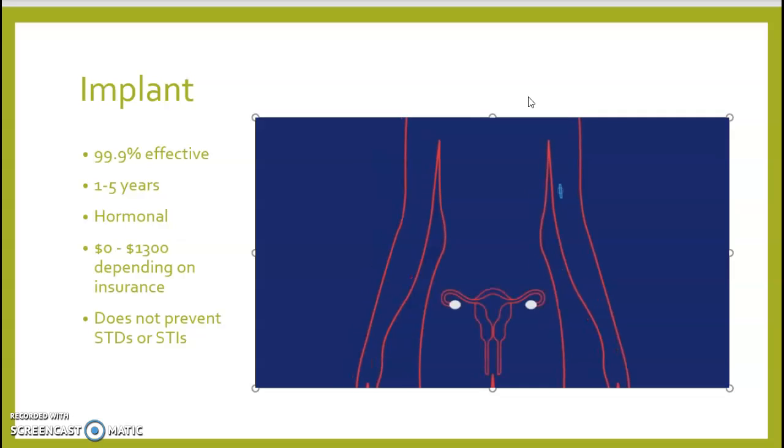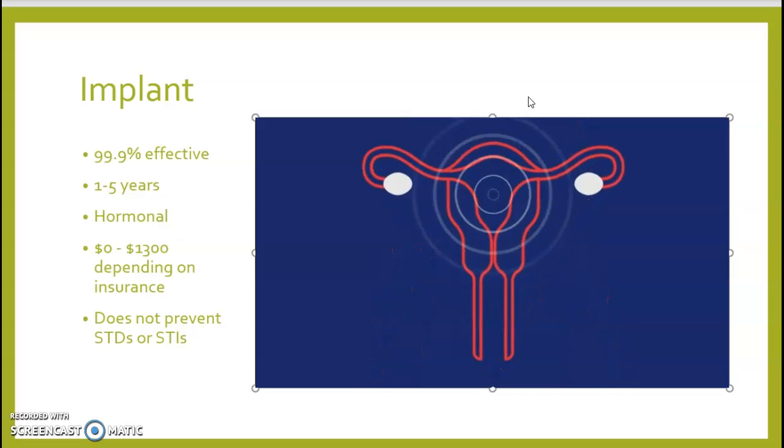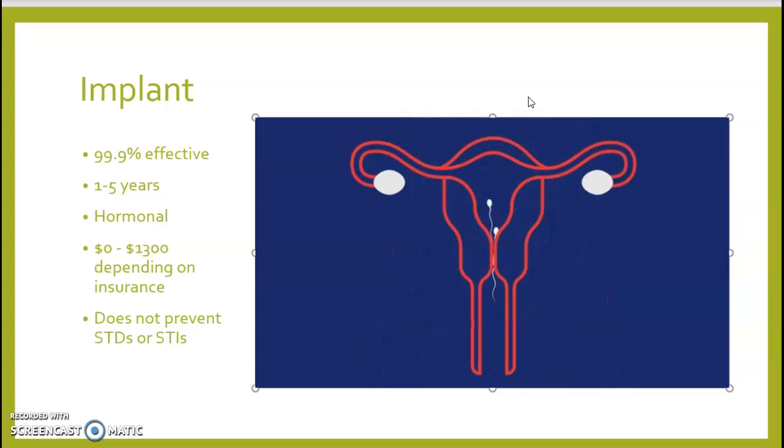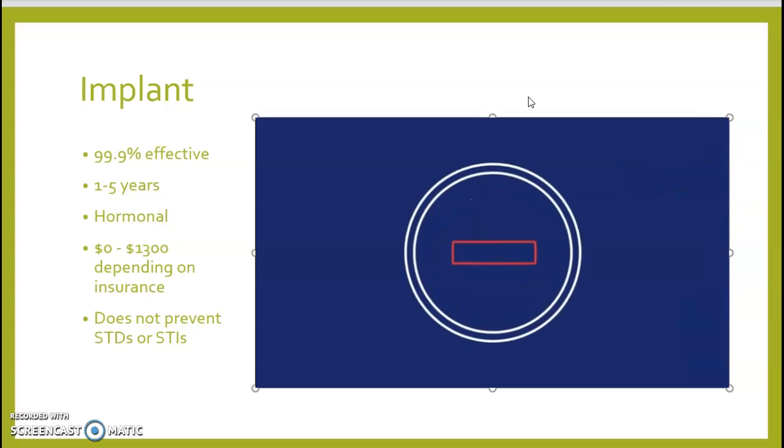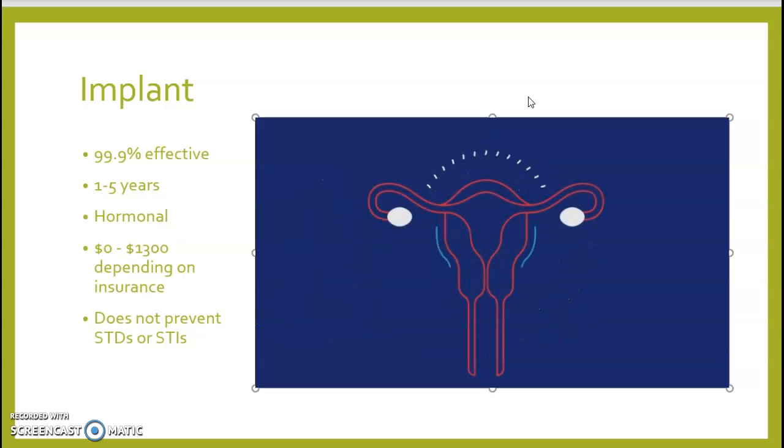The implant is super convenient and mistake-proof. You get it, and forget it. A doctor can remove your implant anytime you want, and your ability to get pregnant quickly returns. The implant has possible side effects, but they usually go away in a few months. It has benefits too, like easing period cramps.